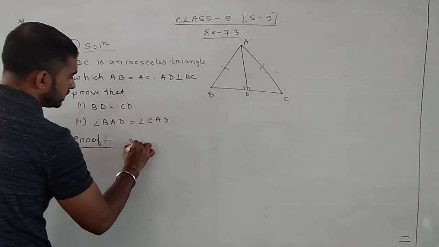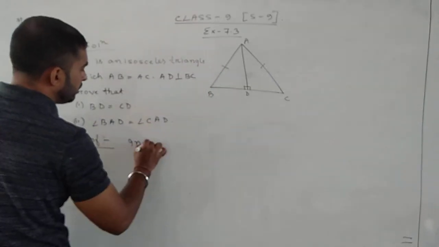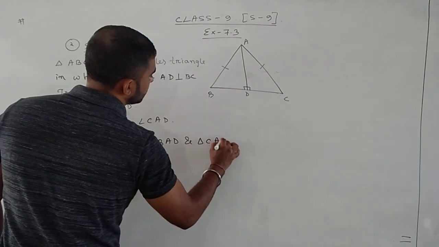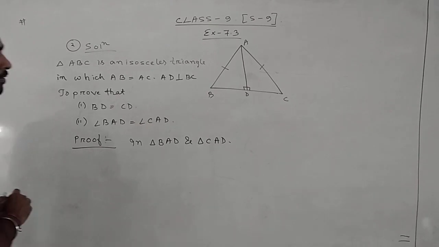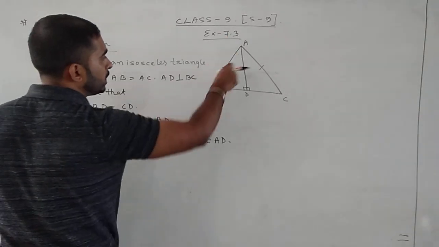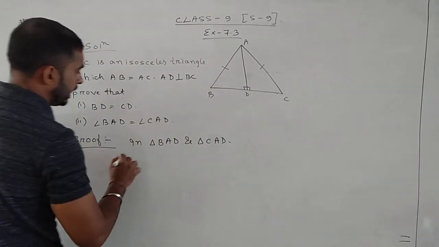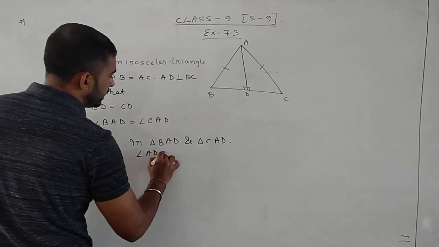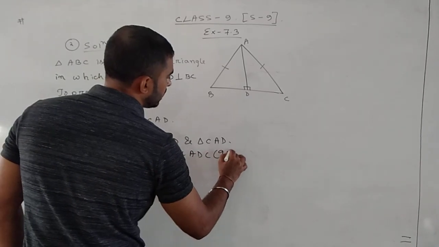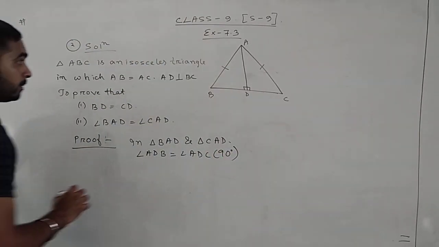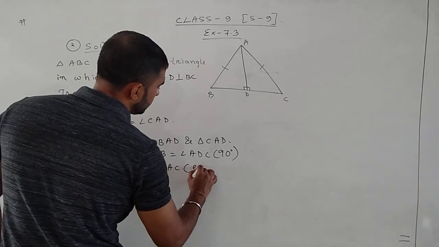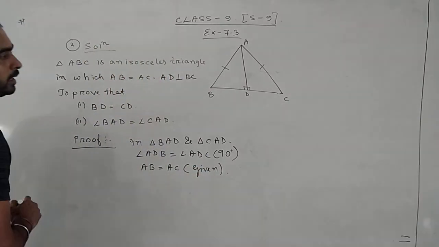Now we have to consider two triangles, triangle BAD and triangle CAD. See, AD is perpendicular on BC. That's why these two angles are 90. Angle ADB equal angle ADC, both are 90 degrees. Then AB equal AC, which is given.